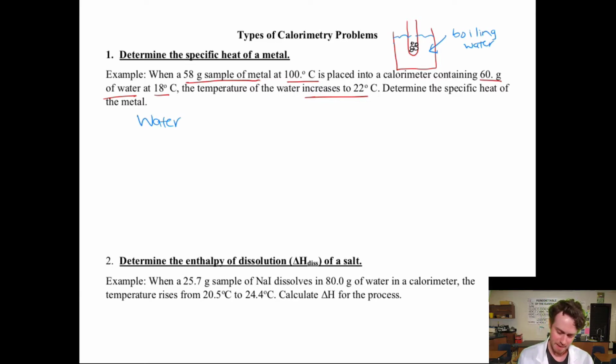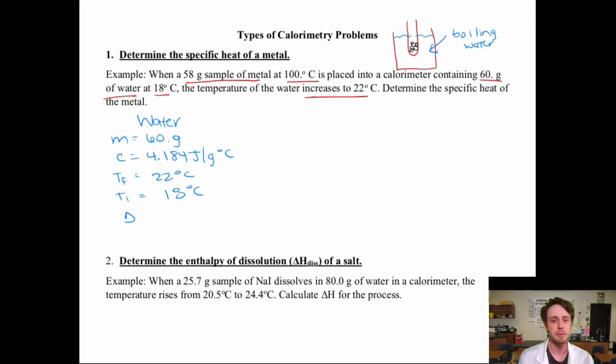So I know that my mass of water is 60 grams. I know my specific heat of water is 4.184, because it's always that. That's something you really just need to know. I know that my final temperature was 22 degrees Celsius and my initial temperature was 18 degrees Celsius. So my change in temperature, and I'm going to say W of the water, so that W is just standing for water, is going to be final minus initial. So that is 4 degrees Celsius. So what I can do is use my formula, which is Q equals MCΔT.